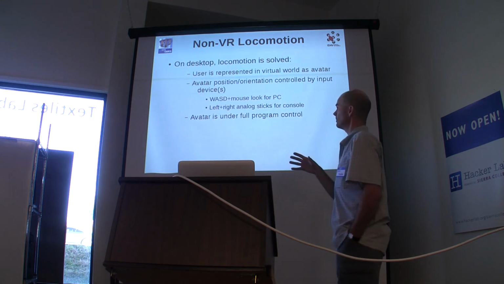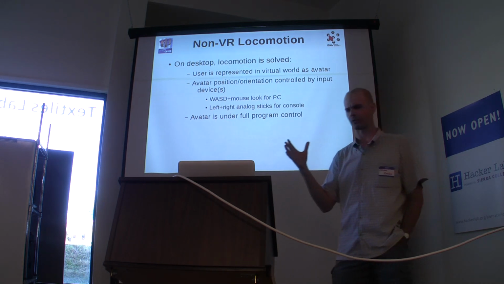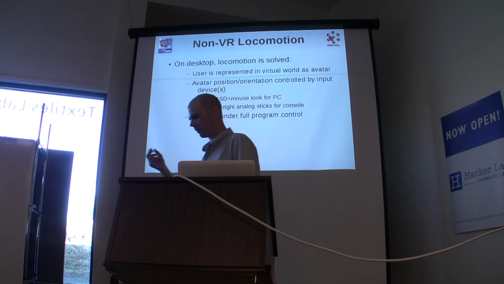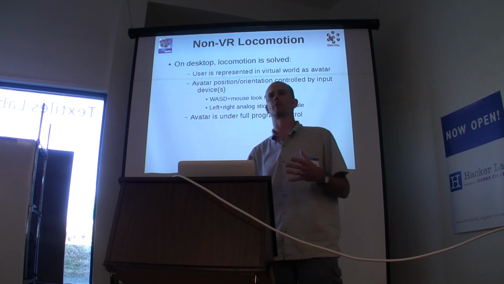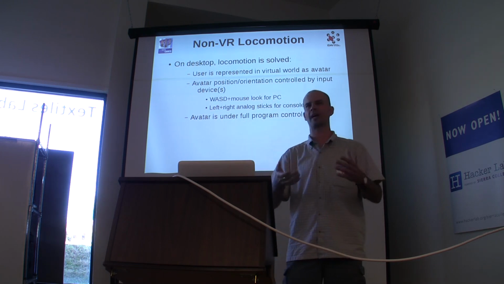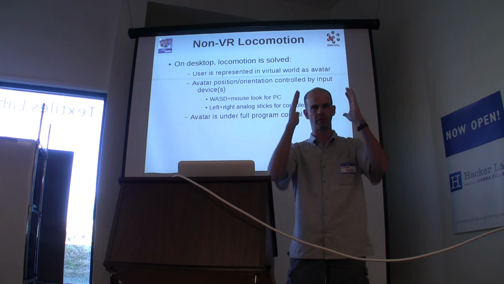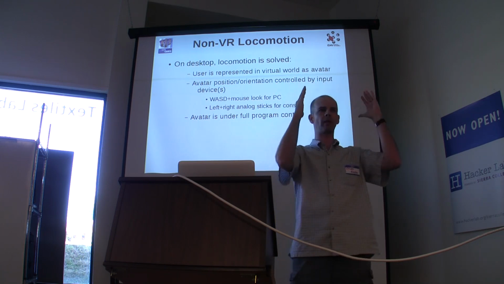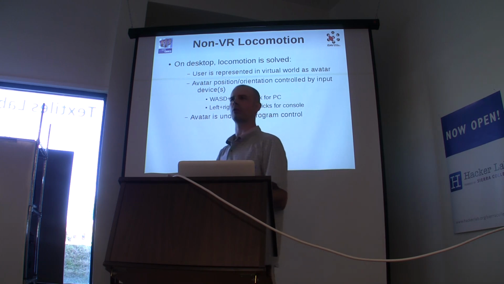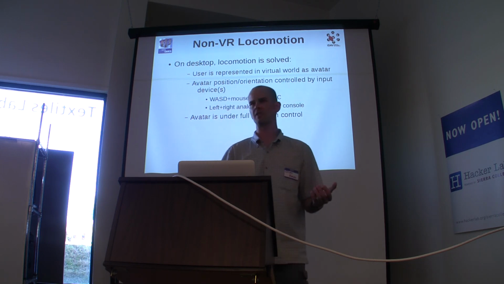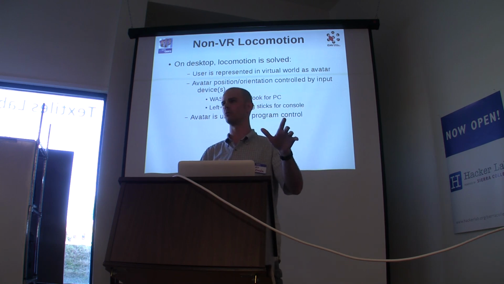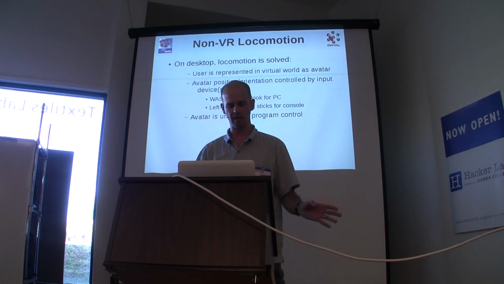So how is this actually done, from a conceptual point of view? On the desktop, or on the console, the user in a virtual world is represented by an avatar in the virtual world. An avatar basically being a virtual camera, which has a position in the virtual world, and has an orientation into which it's looking. Both of these, position and orientation, are under direct control by the user via some kind of input device. So if you have a PC, then you would be using WASD to move, and you would be using the mouse to look around. That has always been like that, it will always be like that.